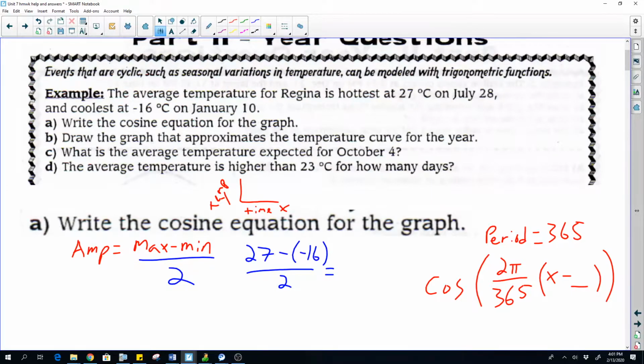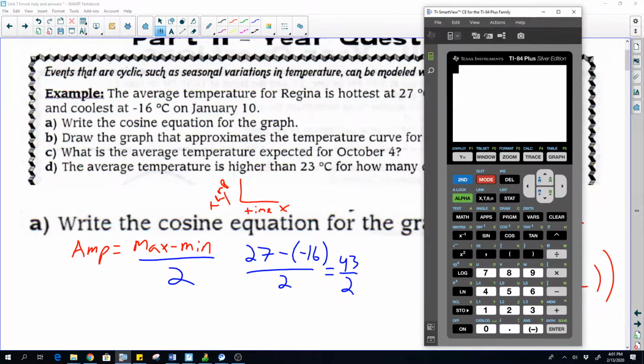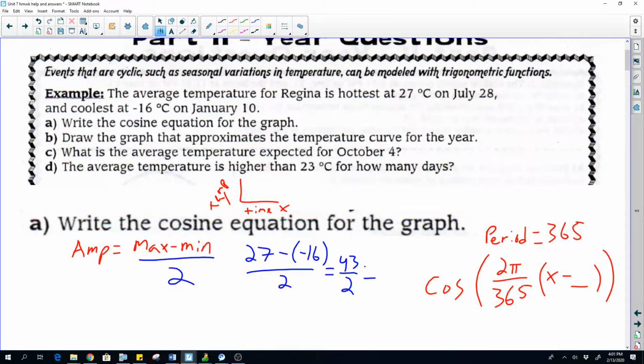And so that's going to give us 7 and 6 is 13. Carry the 1. So is that 43, I think, divided by 2? I can double check there really quick with you. That's going to be 27 minus a negative 16. Yep, 43. Good. And so divided by 2 gives us an amplitude of 21.5. Again, that's our amplitude.